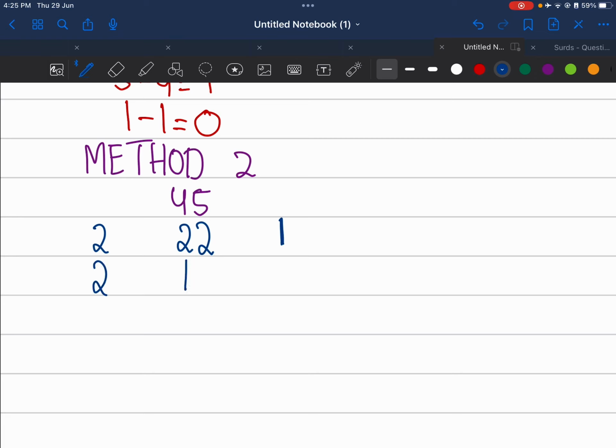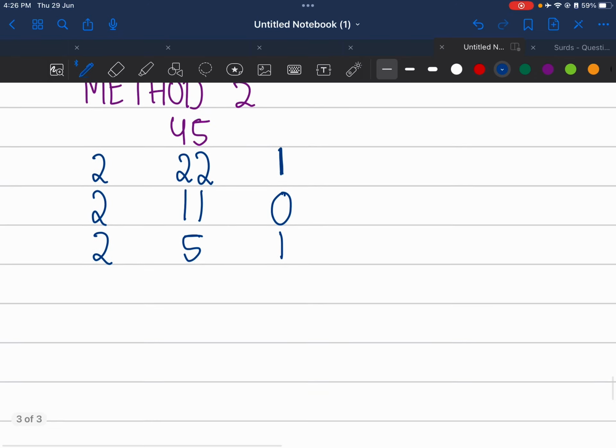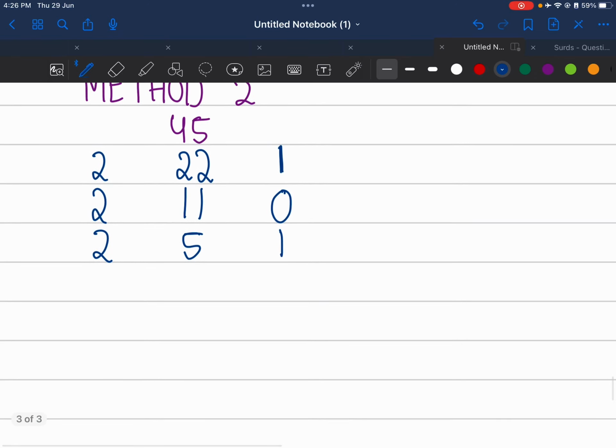Now the next thing you want to do is again divide by 2, so 2 times 11, and you have no remainder as this is an even number, so you write 0 here. Then divide again: 2 times 5 is 10, and the remainder is again 1. You don't want to completely divide it, so you have to ensure that the answer is a whole number and does not include a decimal point. Then 2 times 2 is 4.